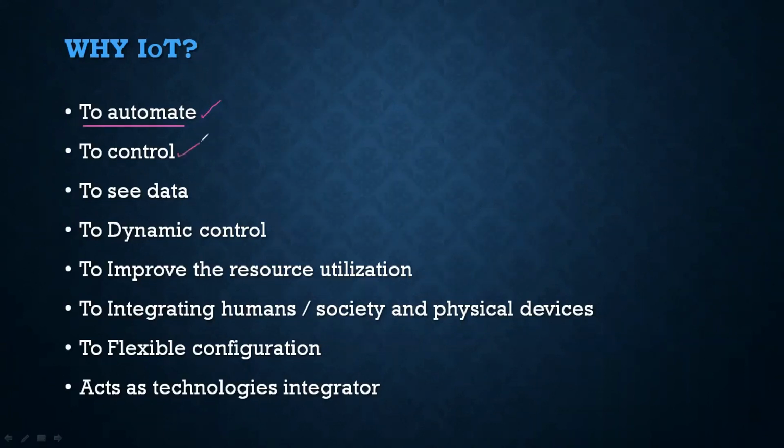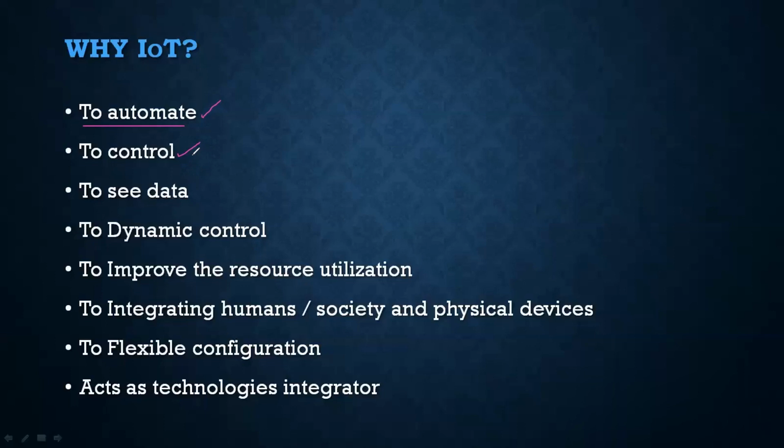And next one is to control everything remotely. For example, let's say the washing machine is placed in the hall and you want to watch TV in your bedroom. You put all the clothes into the washing machine, and you go to your bedroom to watch TV. From that bedroom, you can control the washing machine.